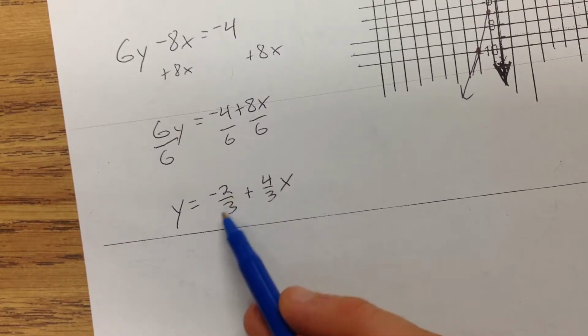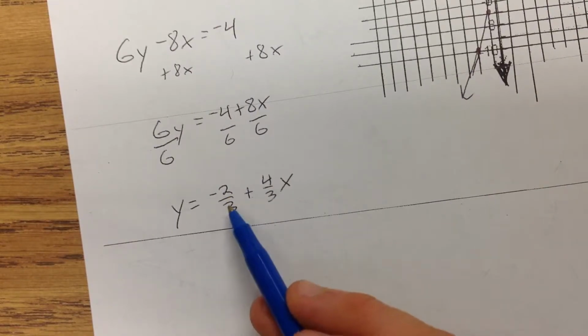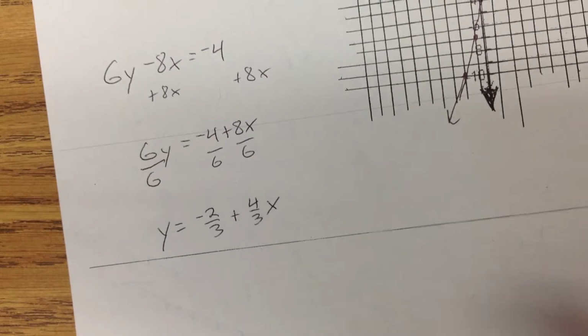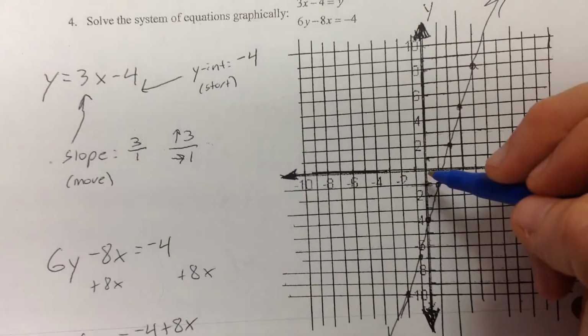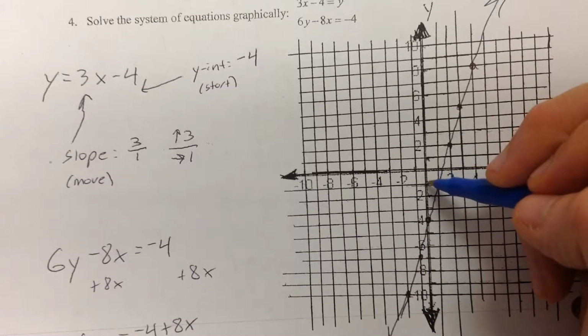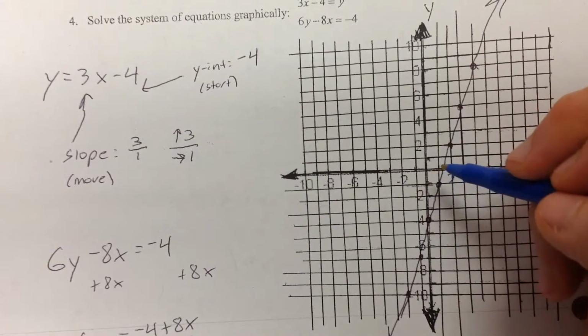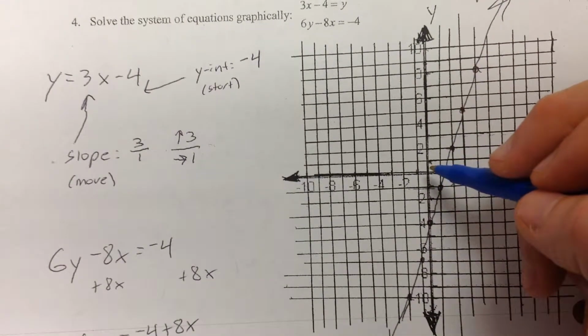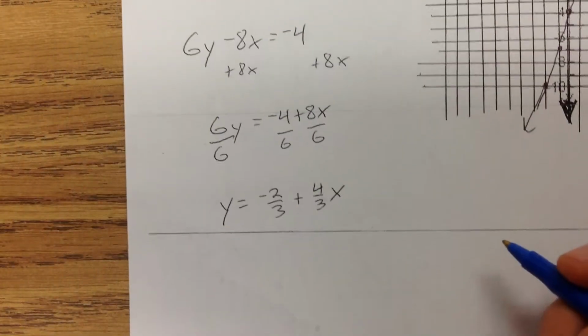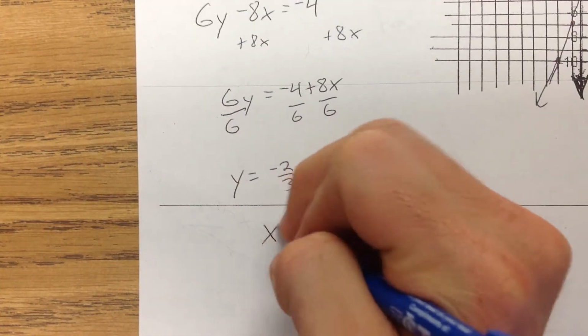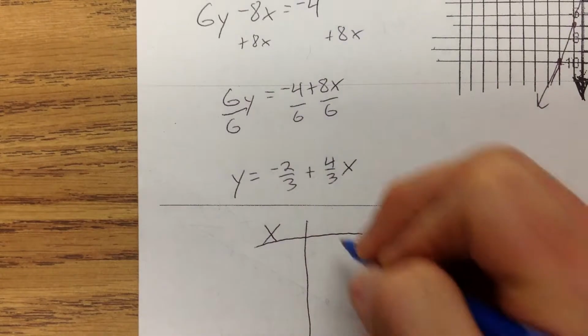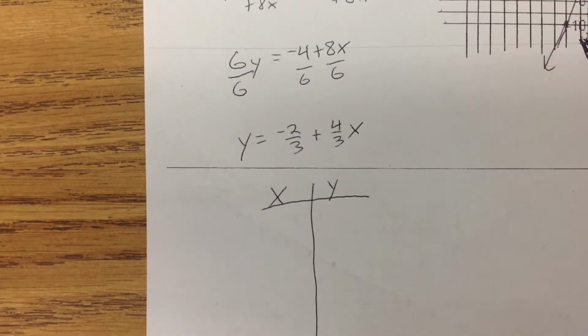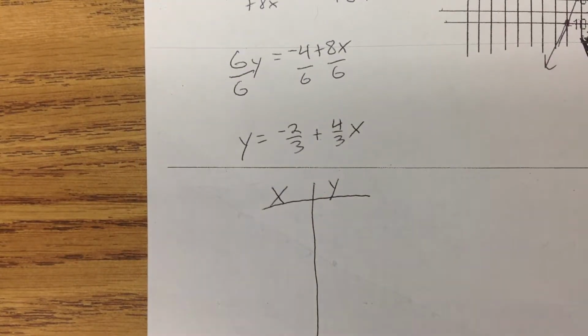Whenever you end up with a fraction in your y-intercept, you're probably not going to want to use the slope-intercept method, because it's hard to say where exactly negative 2/3 is. Is negative 2/3 there? Is it there? Is it there? I mean, it's hard to be exact, so it's hard to use that method because you don't really know where to start. Instead, we're going to make a table for this one. So I'm going to make an x, y table.